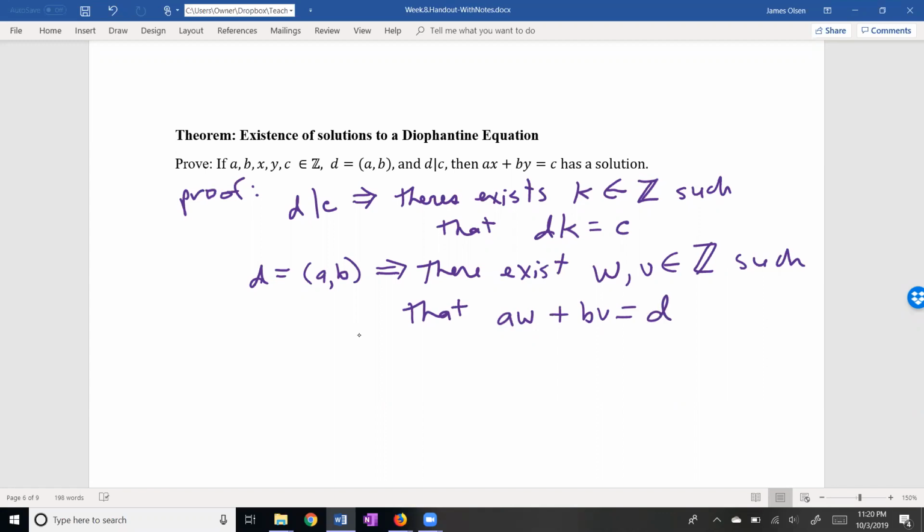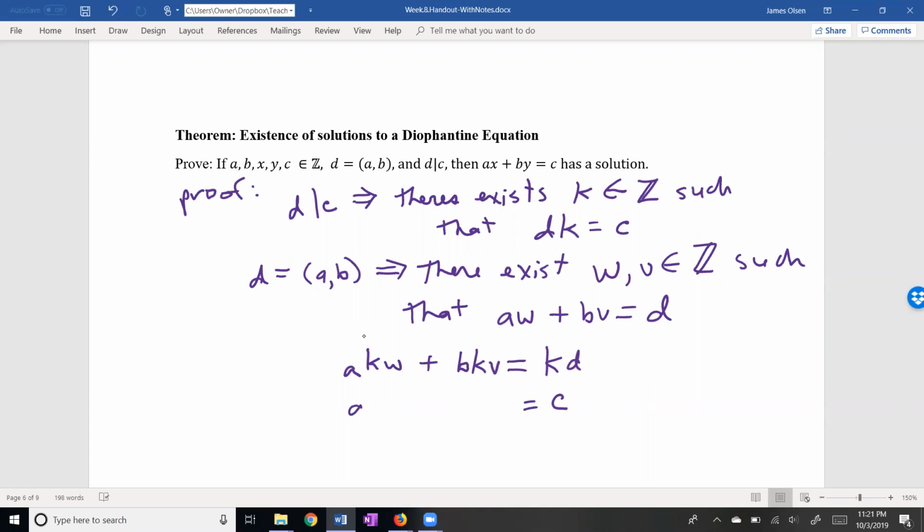But I don't want a linear combination that just gets piddly old D. I want a linear combination that gets C. So, as usual, I'm going to combine our information. I'm going to multiply through by K. So we have AKW plus BKV equals K times D. But what's K times D? K times D is C.